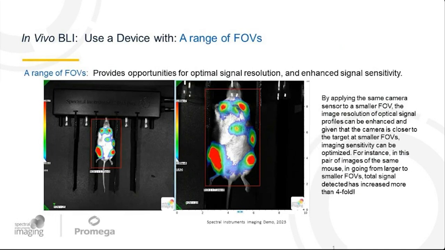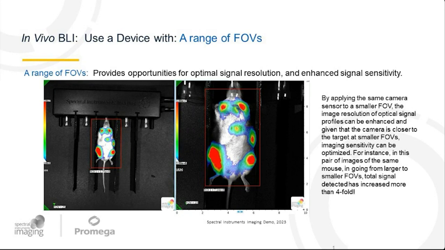Now, an interesting thing that is true with regard to the light physics of any system is that the closer that you get the target to the camera, the more light efficiency you're going to have. And this is clearly demonstrated here with a single mouse at a 25 square centimeter field of view versus a 6 centimeter square field of view. You have a multiple-fold increase in the total signal detected.